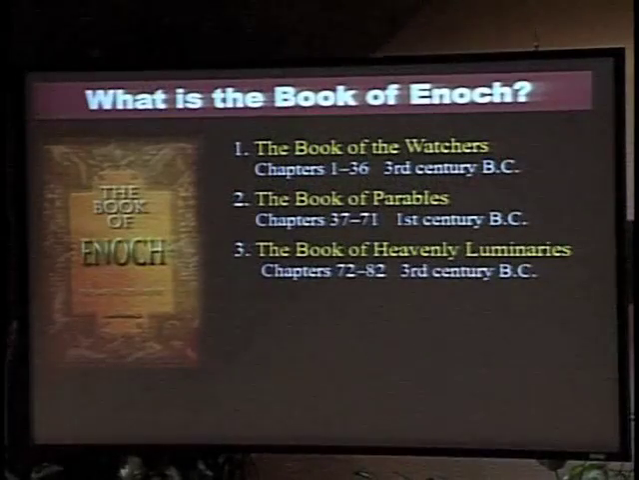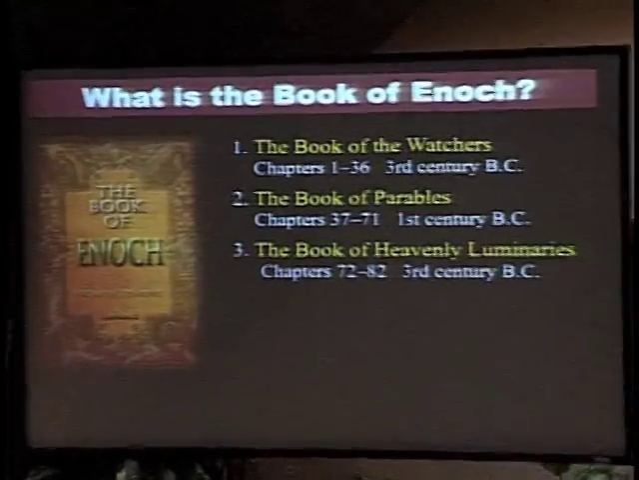And this book was very influential on the New Testament concept of the Son of Man, which we'll talk about later. The third book is called the Book of the Heavenly Luminaries. This is chapters 72 through 82, probably written around the 3rd century BC. It has roots in the Persian period, around 500 to 300 BC. Anyway, this Book of the Heavenly Luminaries is a weird one.